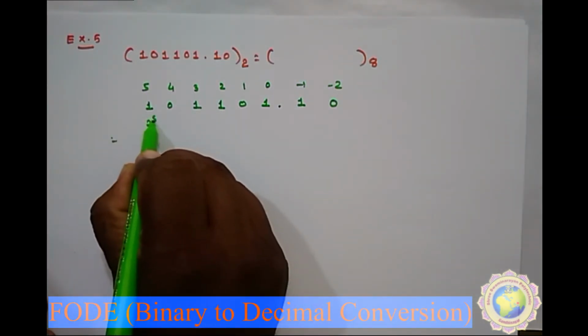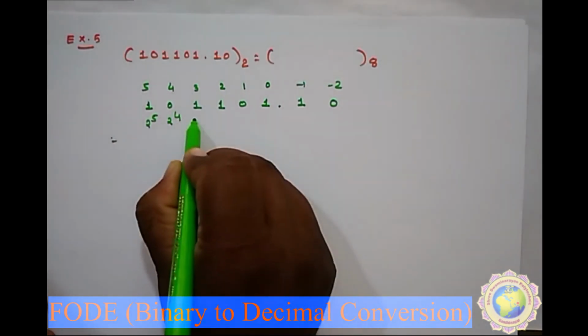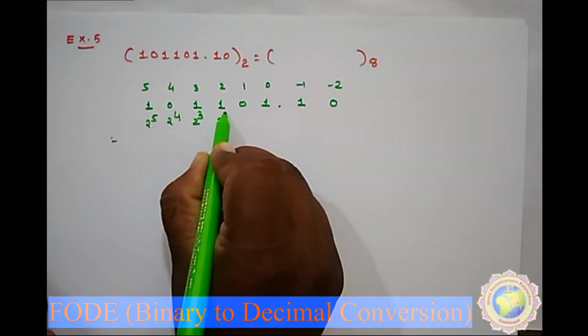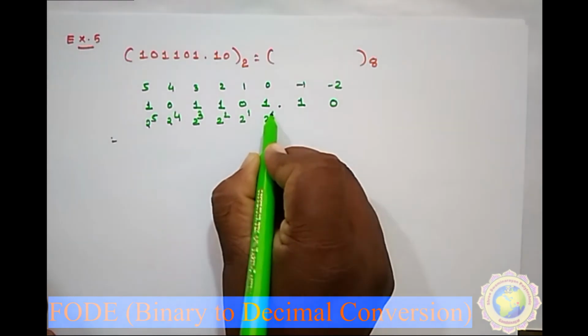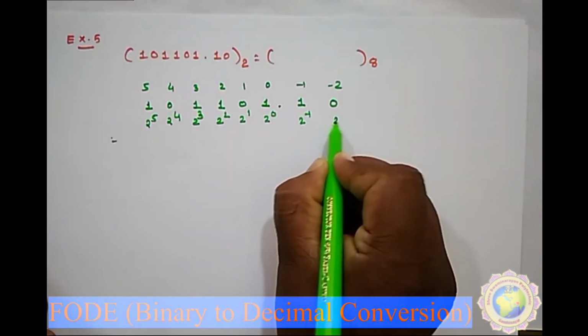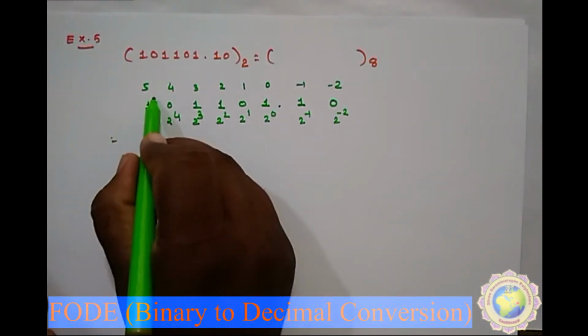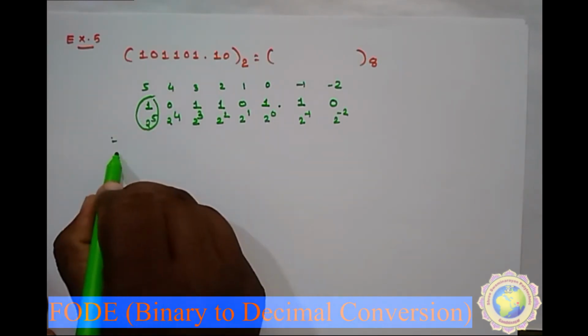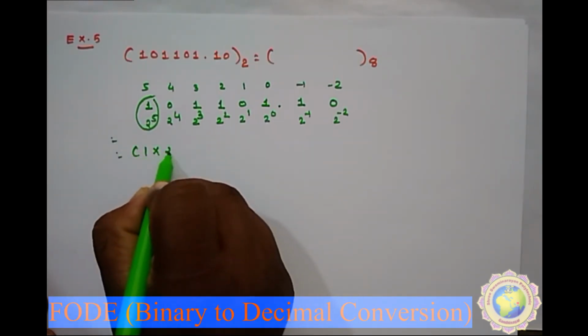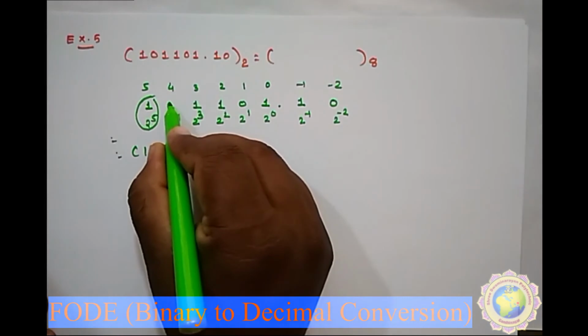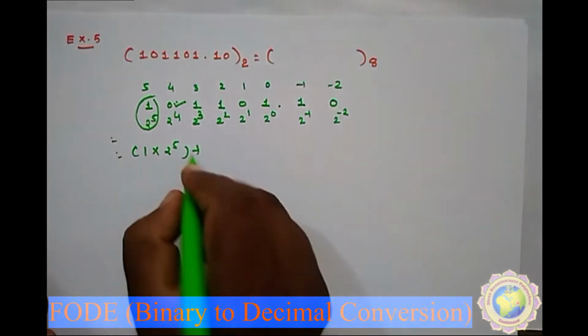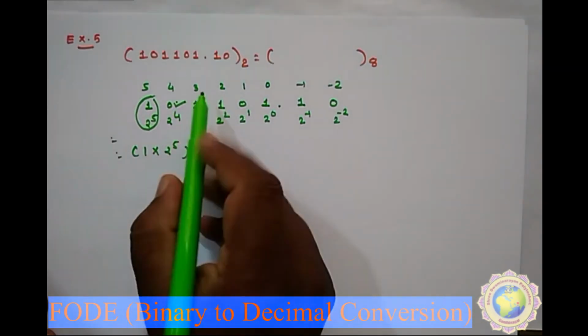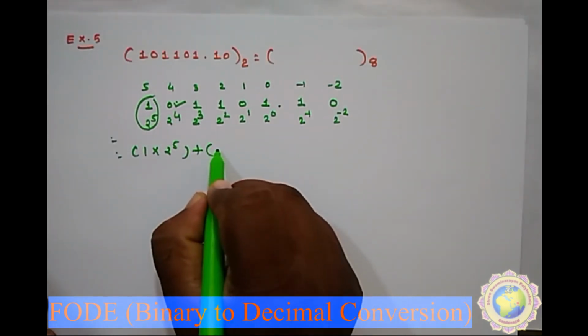So here is 2 raised to 5, 2 raised to 4, 2 raised to 3, 2 raised to 2, 2 raised to 1, 2 raised to 0, 2 raised to minus 1 and 2 raised to minus 2. Multiply these two. So here is 1 into 2 raised to 5. When there is a 0, you don't need to write it here. Only the ones you have to write.